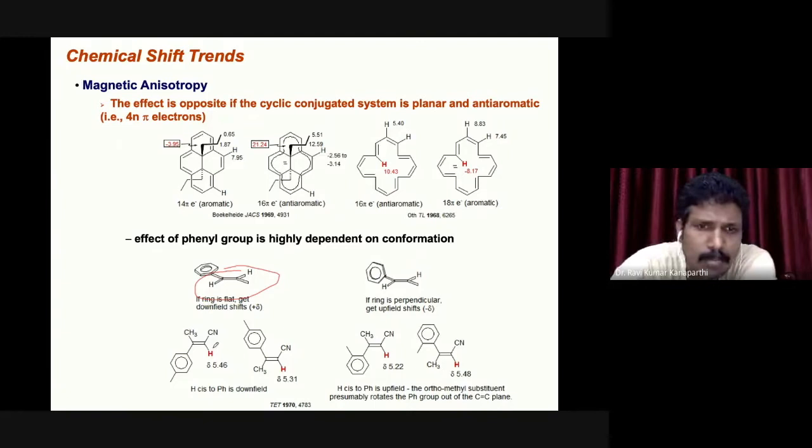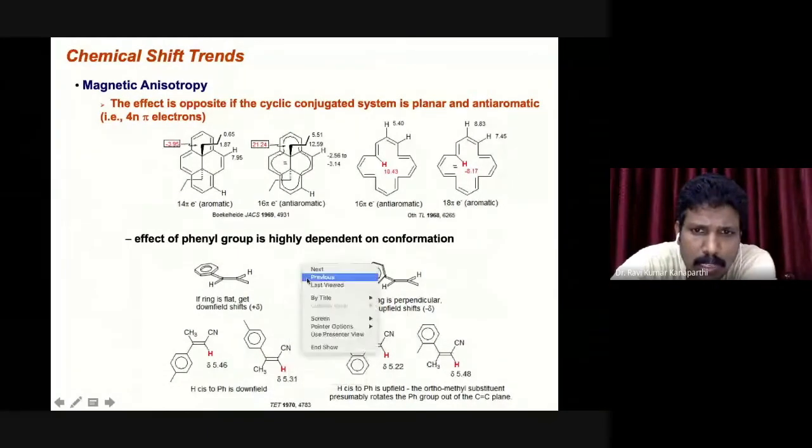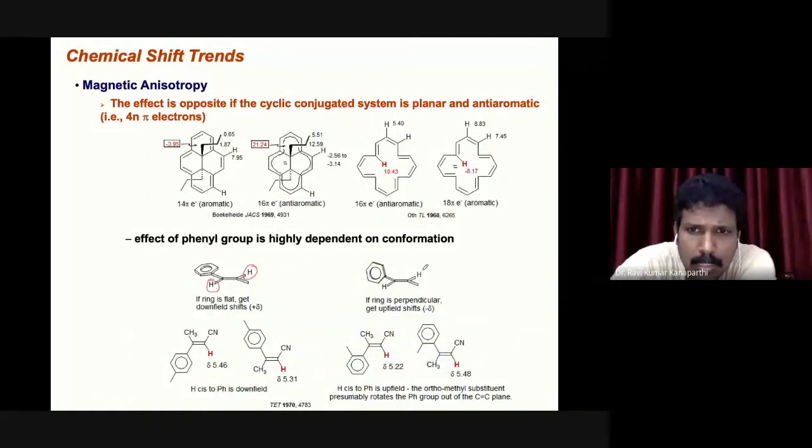For example, if the phenyl ring is in the same plane, then these 2 protons will be deshielded. If it is not in plane, like in this case, you can see the phenyl ring is perpendicular to the plane of this one, then the chemical shift values will be different. Whereas in the other case, the chemical shift values will be more or less the same. So you can find downfield and upfield chemical shift values depending upon the molecular geometry of the phenyl ring with regard to the vinylene group.